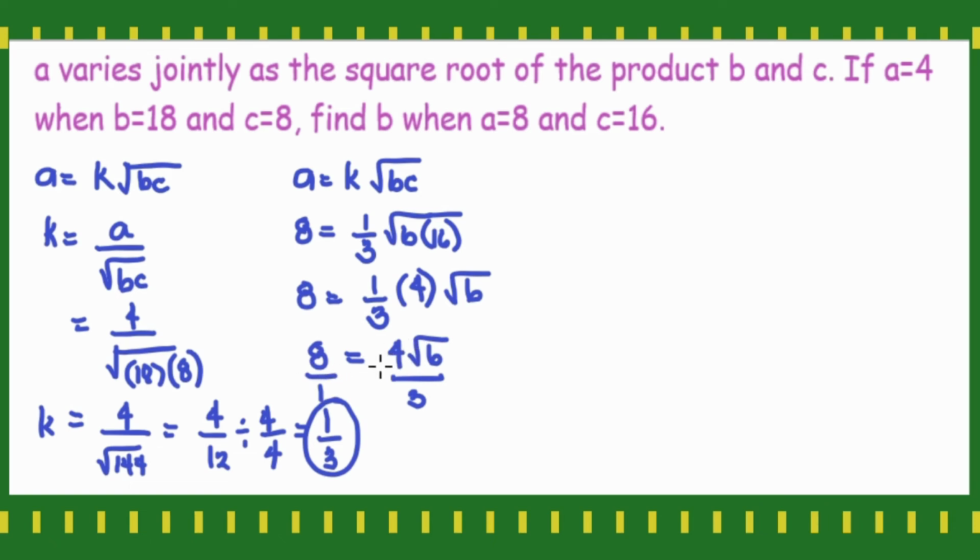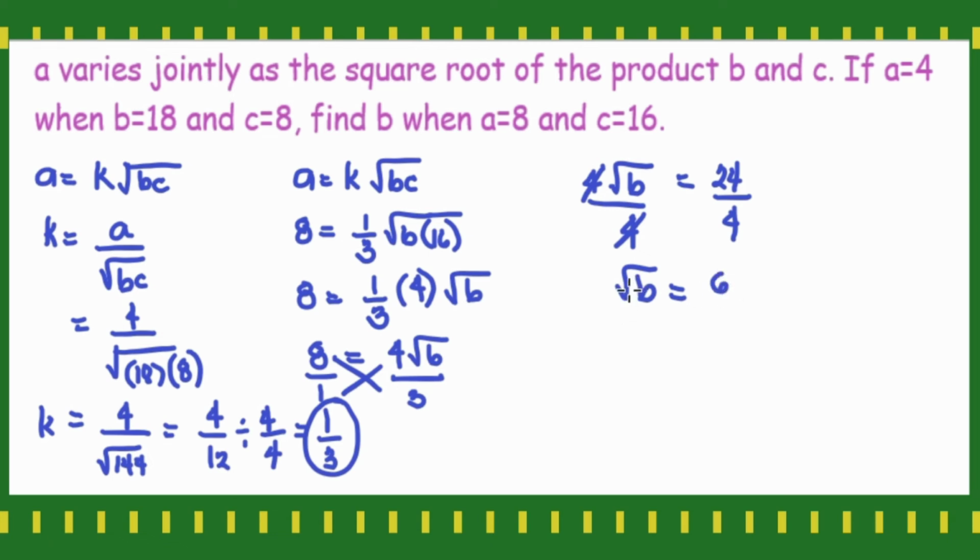Let's cross multiply now. So that's 1 times 4 is 4 and the square root of B. So copy lang yung 4 square root of B. And 8 times 3 is 24. Let's divide it by 4 para mawala na siya sa tabi ng square root of B. Then 4 divided by 4 is 1. So we have the square root of B, which is equal to 24 divided by 4 is 6.